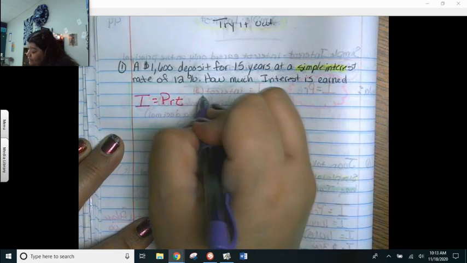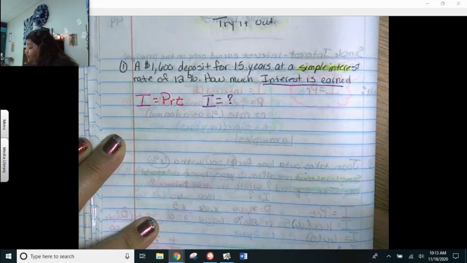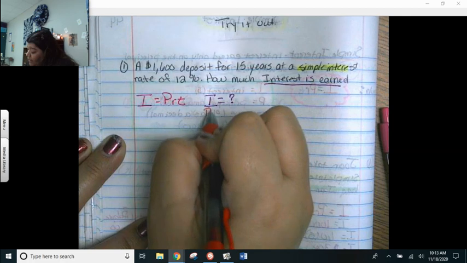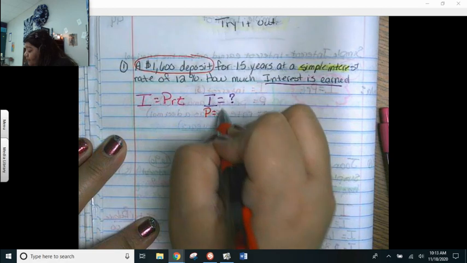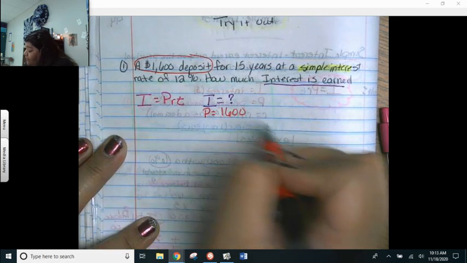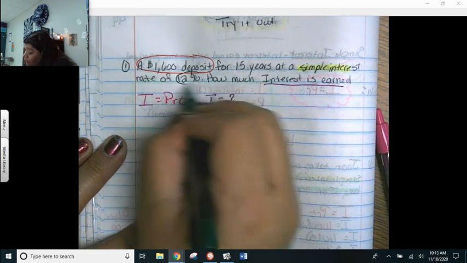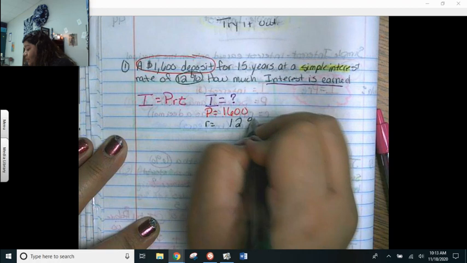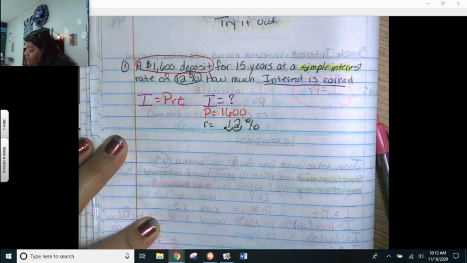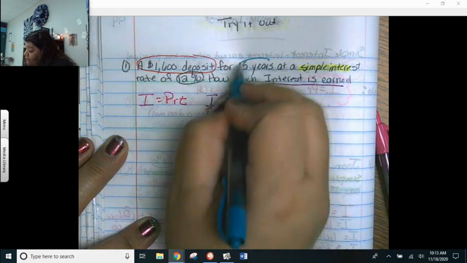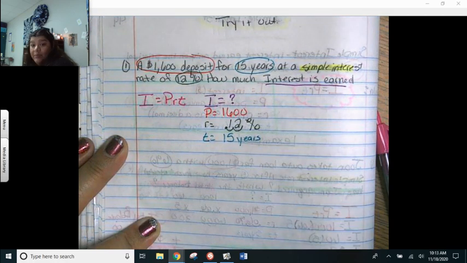Now it's a matter of finding. Do I know the interest? Nope, because it's saying how much interest was earned. So that's my unknown, okay? P is my principal amount. How much did I deposit? $1,600. Okay. R is my rate, which is 12%. But we have to write it as a decimal, so I'm going to go 1, 2. And then T is time. I'm looking for years, and I find it. 15 years. Now I get to put it together.